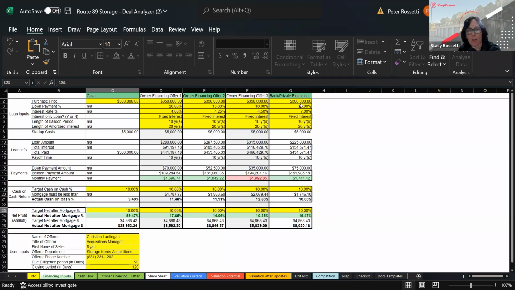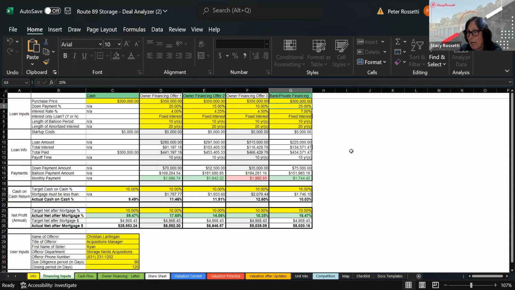The way that I run my numbers, just so everybody has an idea, is we start with the cash on cash return and try to get as close to 10% as we can. And then we move over to the bank financing, and we're running our numbers at 25% down and 7% interest, a 10-year balloon amortized over 20 years. That's how we come up with our bank financing terms. And that came, as you can see, at $300,000, you're getting a 10% cash on cash return with these.